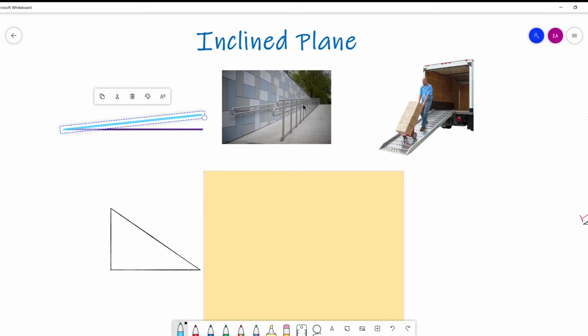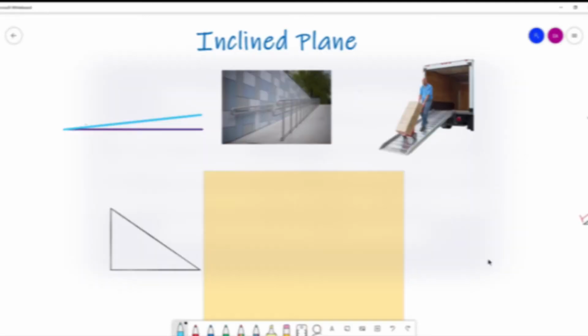Inclined planes are super common in everyday life. There's 2 examples here, one of a wheelchair ramp and one of a ramp for offloading from a truck. But try and think of some other examples that you see in your day-to-day life. Another cool thing about inclined planes is that 2 other classes of simple machines can be considered a type of inclined plane. Take a moment to think about which ones those might be.